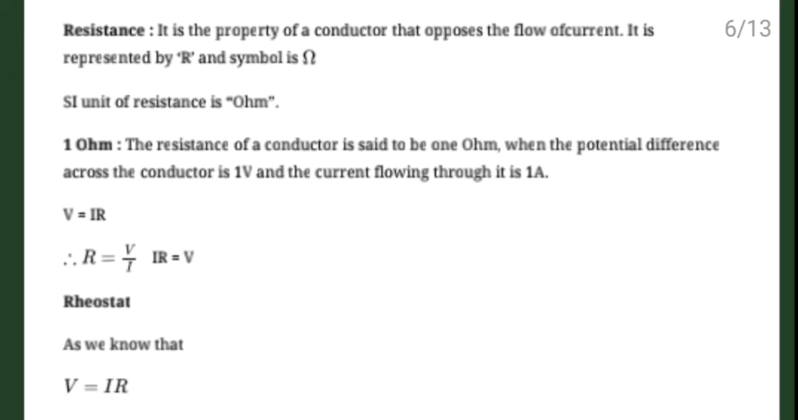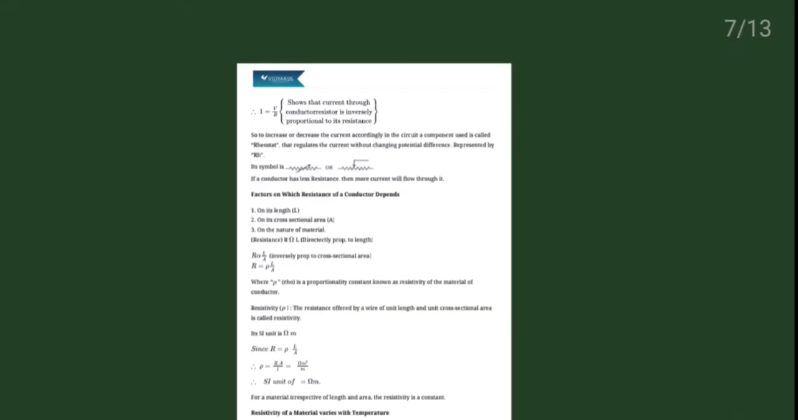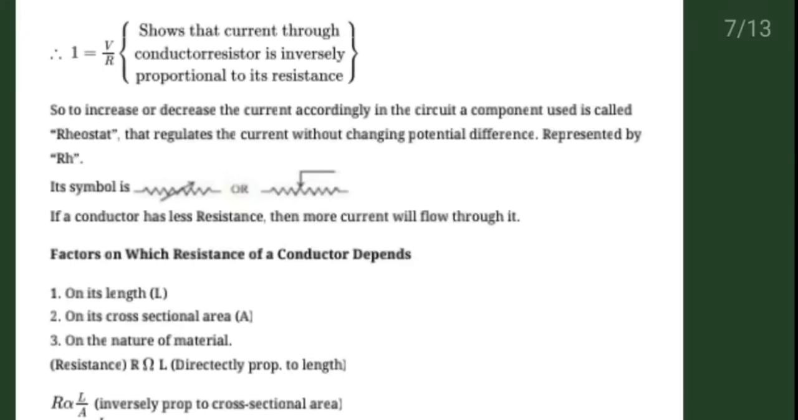Now rheostat. As we know that V is equal to IR, therefore I is equal to V by R. That shows that the current through a conductor is inversely proportional to its resistance. So we can say I is inversely proportional to R and directly proportional to V. So to increase or decrease the current accordingly in the circuit, a component used is called a rheostat that regulates the current without changing potential difference, represented by RH. Its symbol you can see on the screen.